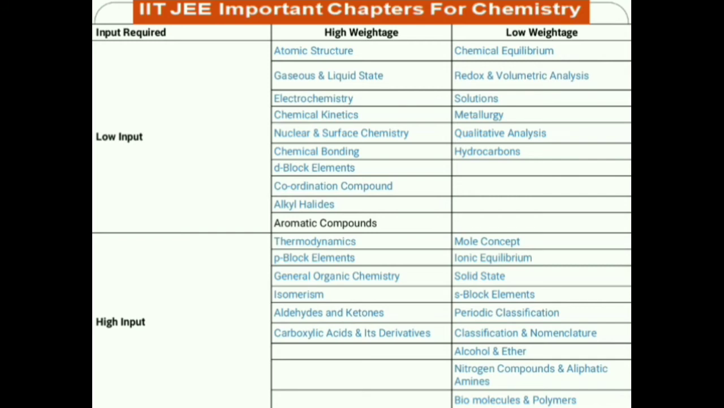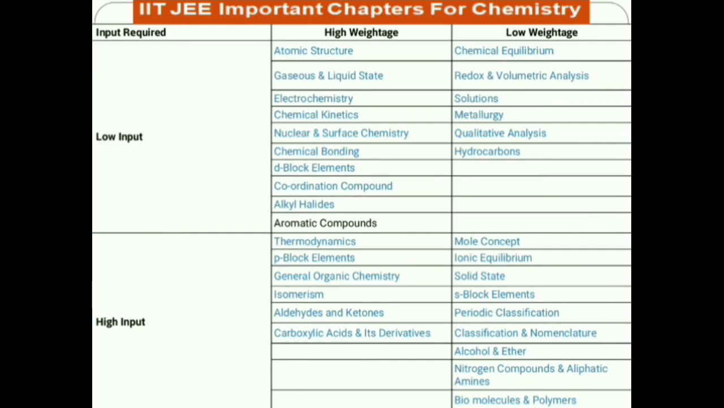Now talking about low weightage and low input. With low input we'll get low output. The chapters are chemical equilibrium, redox analysis, solution metallurgy, quantitative analysis, hydrocarbons. Now next we will talk about high input and high weightage. These chapters are thermodynamics, P block elements, general organic chemistry, isomerism, aldehydes and ketones, carboxylic acid and its derivatives.